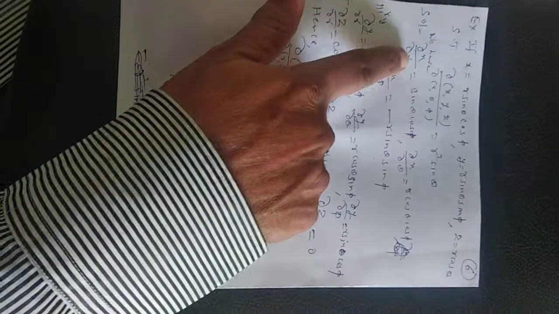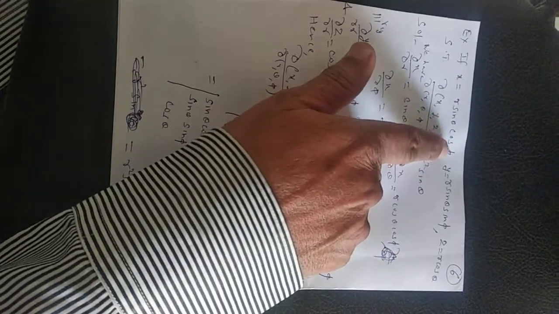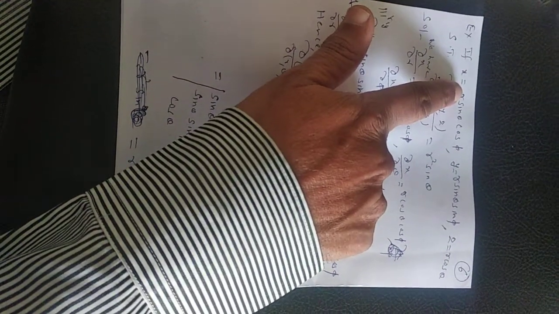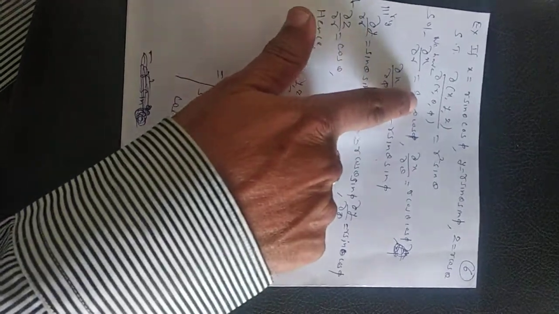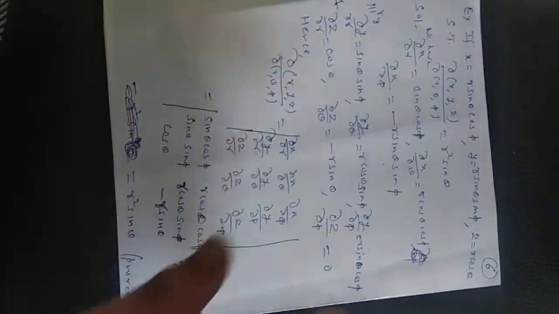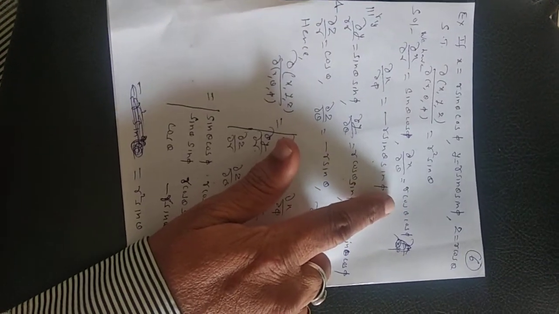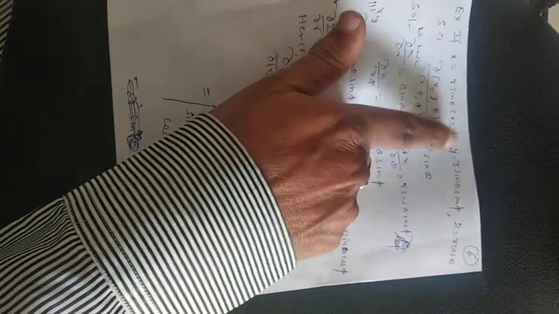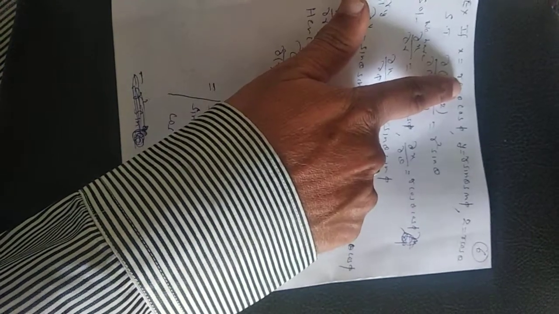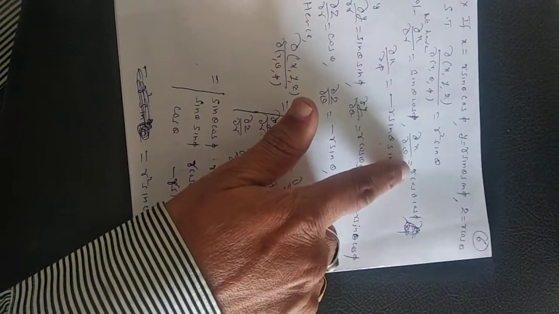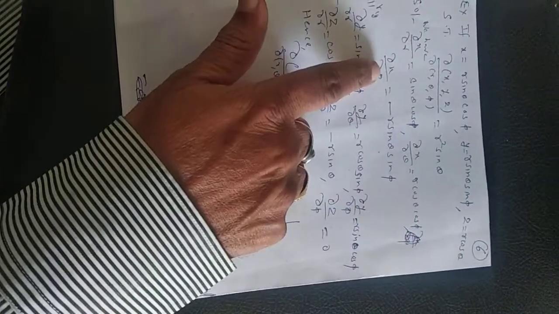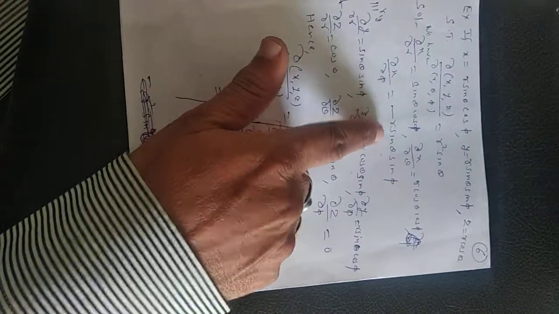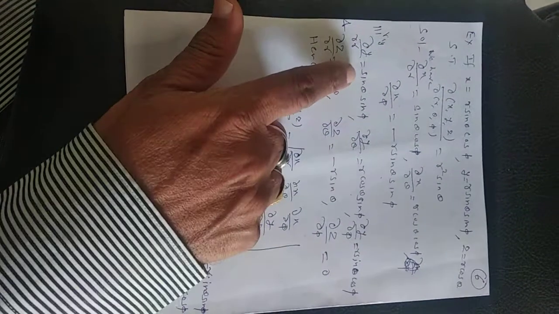Dou x by dou r. So sin theta cos phi is constant. Derivative of r with respect to r is 1. And therefore sin theta cos phi is the answer for dou x by dou r. Similarly, dou x by dou theta. So r and cos phi are constant. Derivative of sin theta is cos theta. So r cos theta cos phi. And dou x by dou phi is minus r sin theta sin phi.